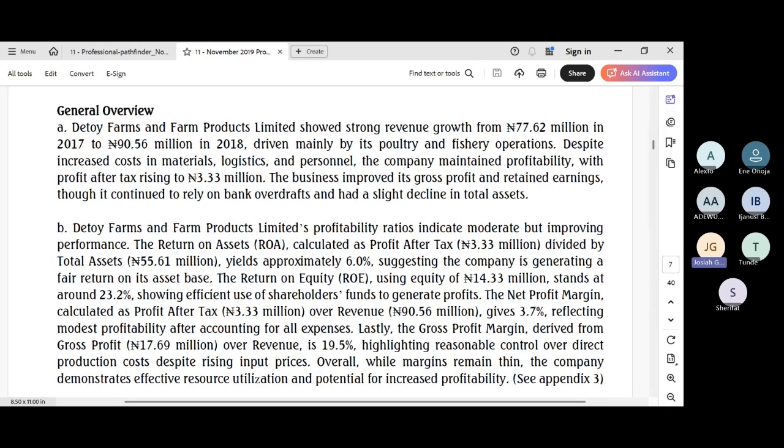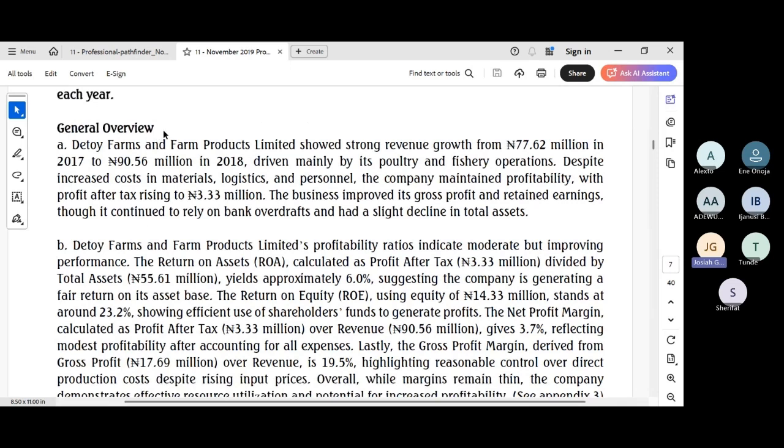The first one is data and information, which I've spoken to. I just changed the header so that I don't copy what the examiner did. So my own header for data and information is general overview. You can say business overview. You can say analysis of information provided, anything. But just make sure it resonates with data and information.